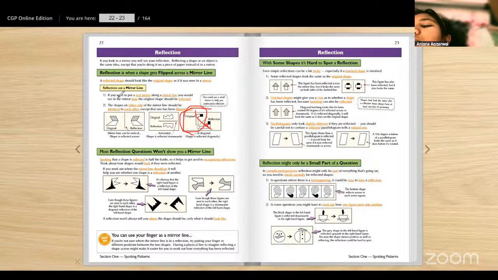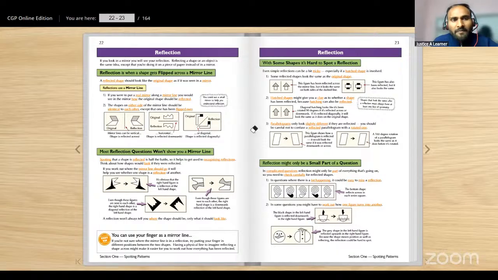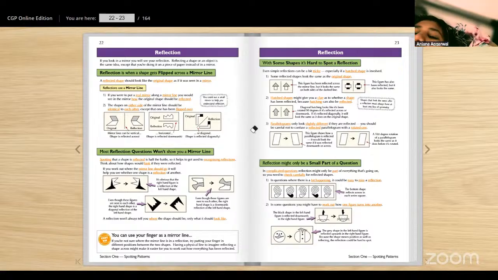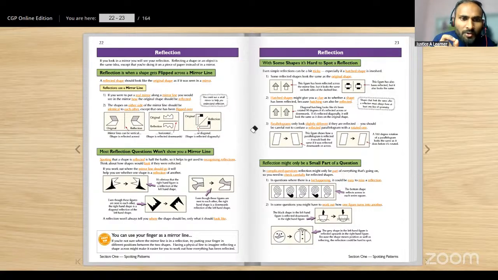If you're not understanding, don't worry. We'll be doing more observation. In each case, do we see every time the original image is actually flipping? And when it flips, then we call it what? Reflection. If you were to put a real image along a mirror line, you would see in the mirror how the original shape should be reflected. So it is nothing but, even like this shape, if you put it in front of a mirror, it would be reflected in the same way.